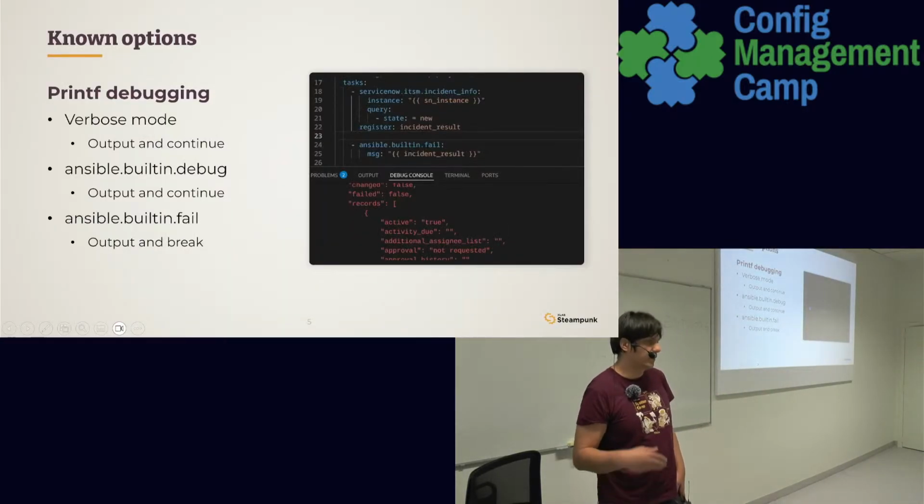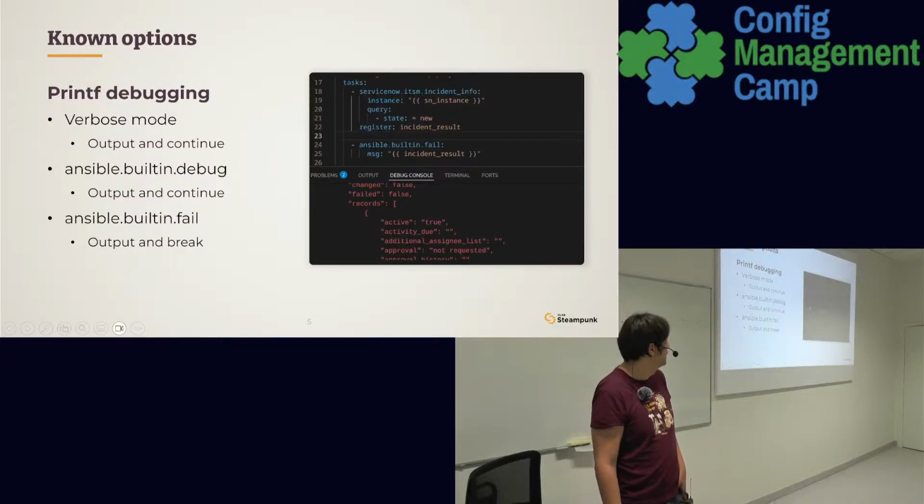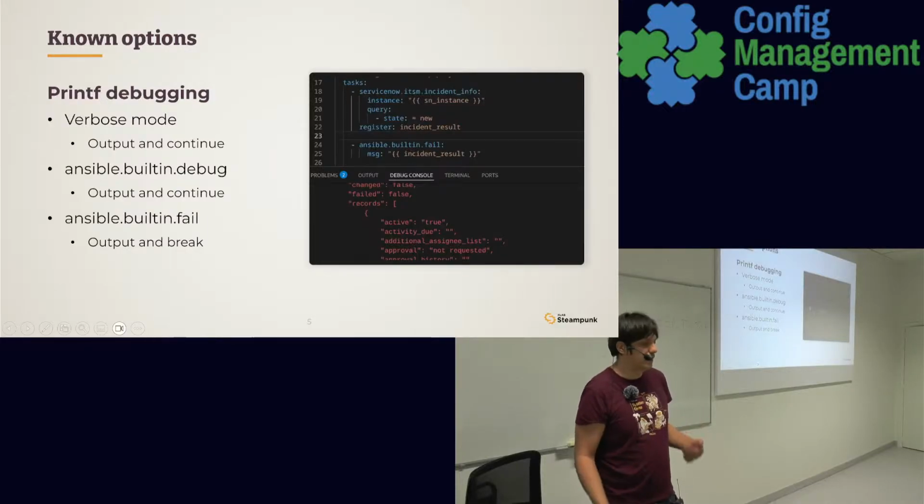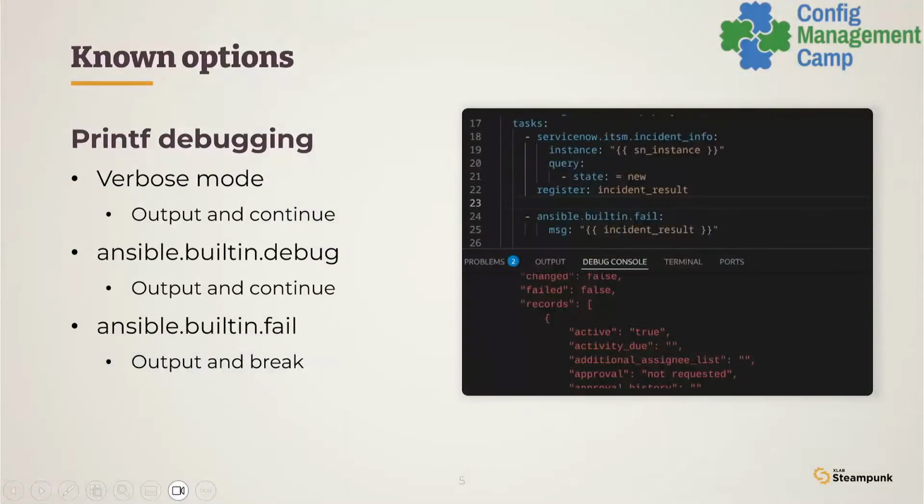You can use verbose mode. With four v's or something like that, you get all the intermediate results also to the prompt, so you can just copy them out. Unlike a debugger, it outputs the data and continues with the execution. It doesn't stop automatically. You also have Ansible's built-in debug, which also prints but doesn't stop. And then you have Ansible's built-in fail, which outputs the message and stops the execution, but you don't have any choice in advance. So whenever it happens, it happens.